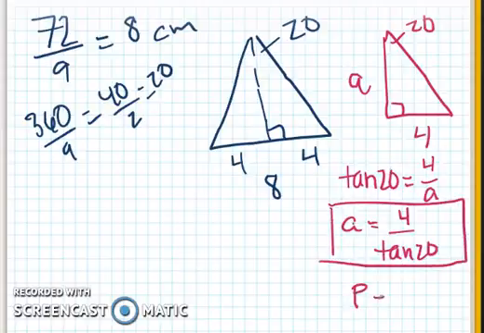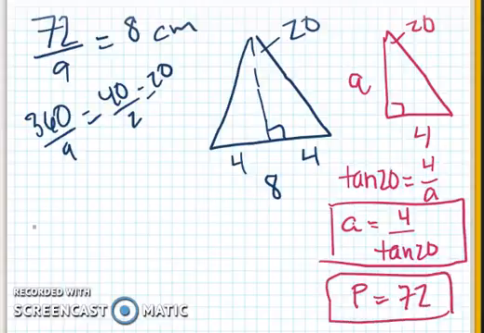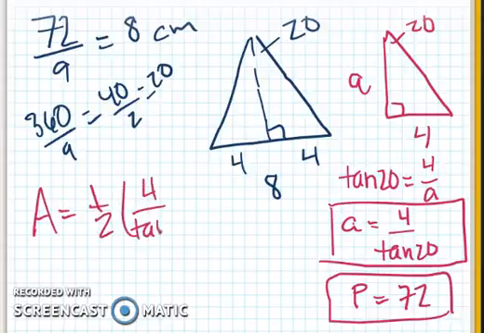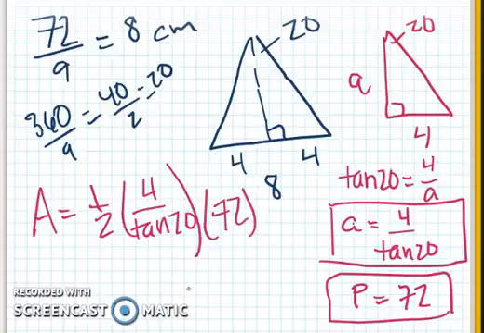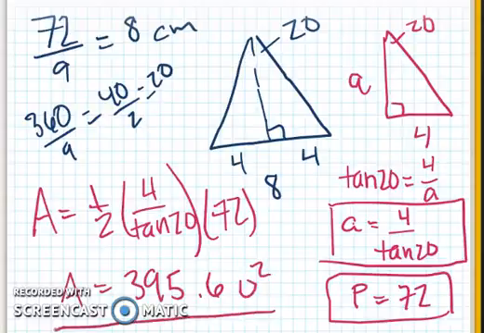Okay, my perimeter I already know is 72. And we just got to plug that into our formula. Now I'm going to use my calculator all at once, and when I do this, it actually should come up with the most precise answer, so I'm not rounding. And when I get my final answer, I get 395.6 square units.